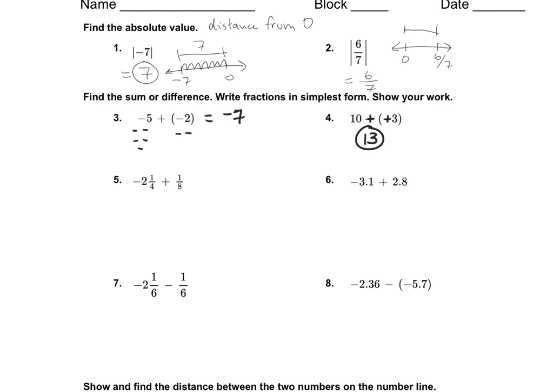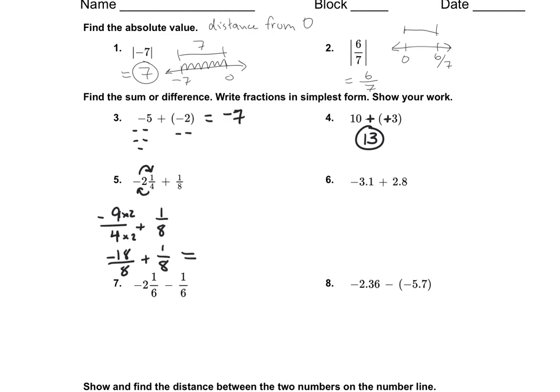Number 5, I'm adding, so I don't have to do any karate math. What I do want to do, though, is turn this into an improper fraction. Okay, 2 times 4 is 8 plus 1 is 9, and this is negative 9/4 plus 1/8. I can't add yet because I don't have common denominators. The way I'm going to do that is multiply this by 2 and that by 2. -9 times 2 is -18/8 plus 1/8.